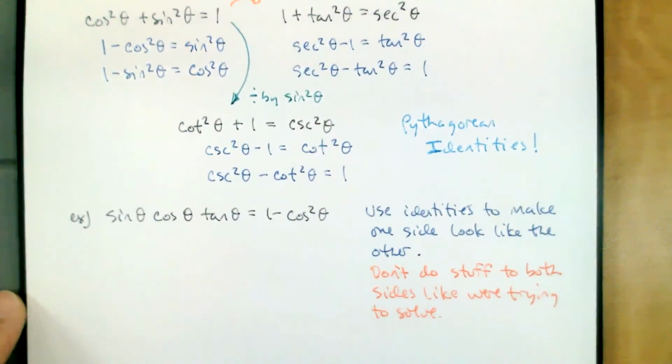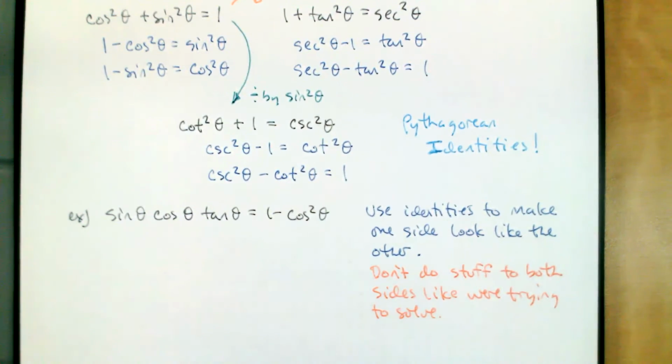That's what we do when we're trying to solve an equation. And we're not doing that here. We're not trying to solve an equation, so we're not going to do stuff to both sides. I want to make the left side look like the right side. So I'm going to operate on the left until it looks like the right.